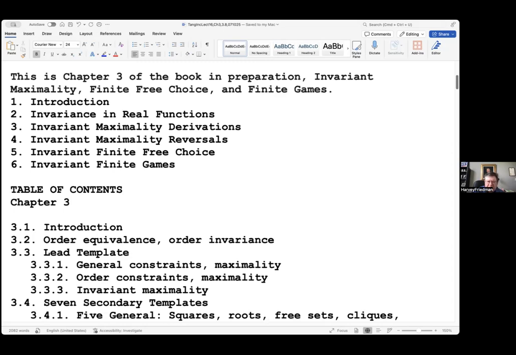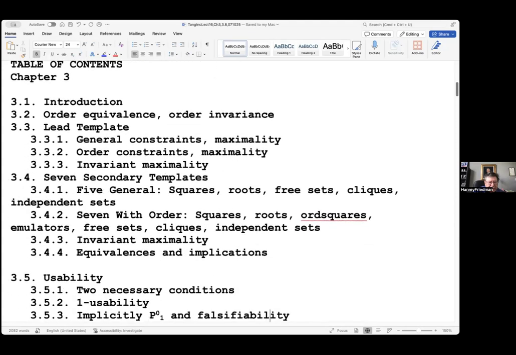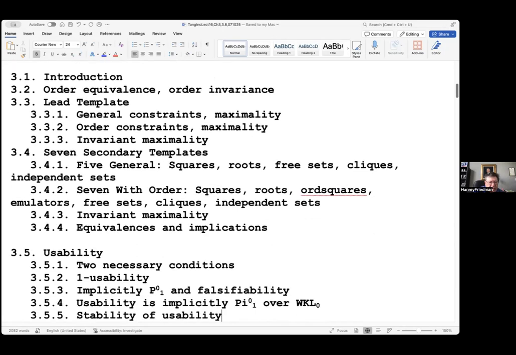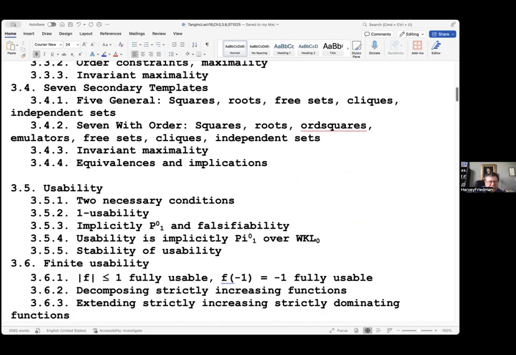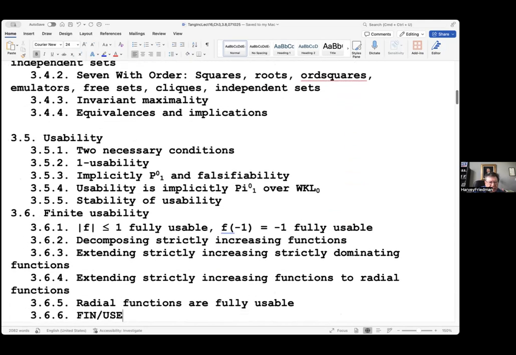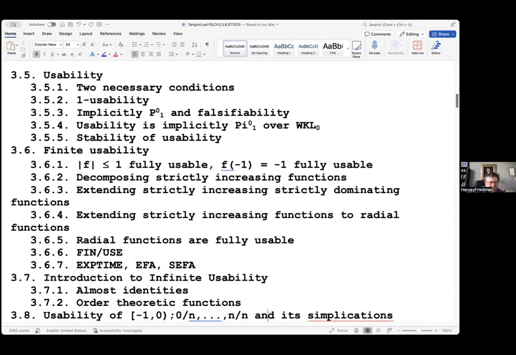And I expect some additional improvements on the full naturality of the explicitly Pi01 form. All right. The table of contents of this chapter 3 has been changed a little bit, particularly in the section we're talking about, 3.8. But this hasn't changed. All this introductory material, with what is usability, one usability, and so forth.